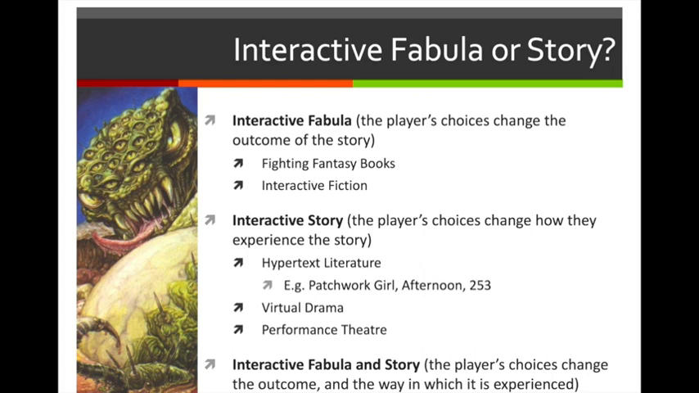And actually a lot of hypertext literature is like that. For example, 253 is a really nice piece about a serious train accident with 253 passengers on board. And you can move around the train carriages, finding out about the passengers and finding out about their stories, but you can't change what happens. You're just changing your experience of this kind of tragic event. And of course, it's possible to have both those things together. There's nothing to say that you can't have choices which both change the way in which you experience the story and what happens.